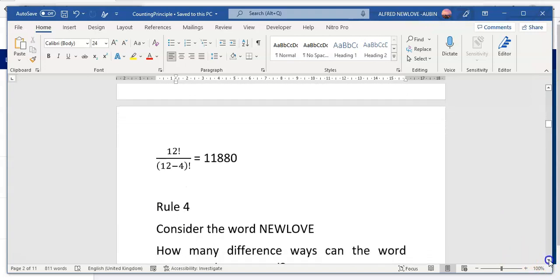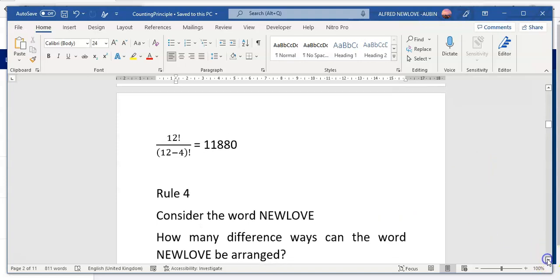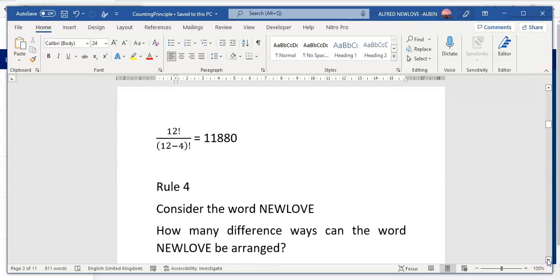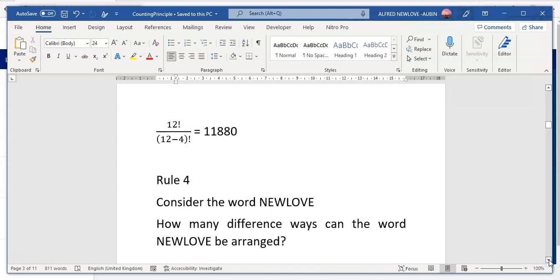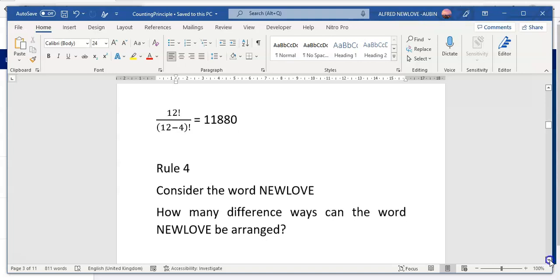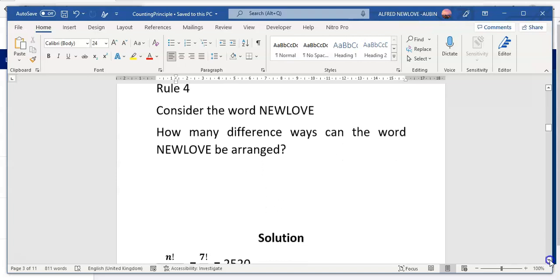Now, let's look at rule 4. Rule 4 is also nice. Consider the word new love. Consider the word new love. How many different ways can the word new love be arranged? How many different ways? Okay, let's see the ways that we can use to arrange the same word, new love. That is rule 4.